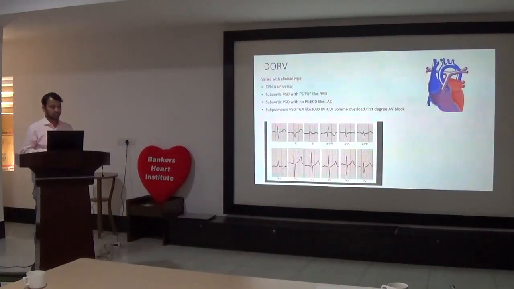Other diseases like double outlet right ventricle vary with clinical types. RVH, right ventricular hypertrophy, is usually present in this condition. Subaortic VSD with PS presents with TOF-like features. Subaortic VSD with no PS presents with endocardial cushion defect-like physiological left axis deviation. Subpulmonary VSD, TGA-like features, presents with right axis deviation, right ventricular hypertrophy, LV volume overload, and first ventricular.